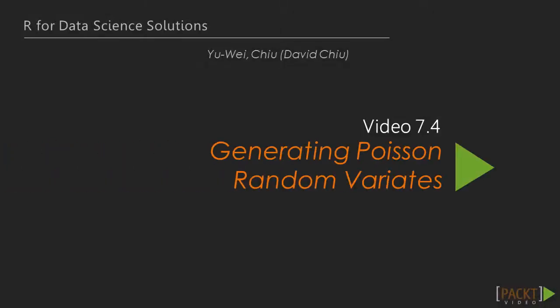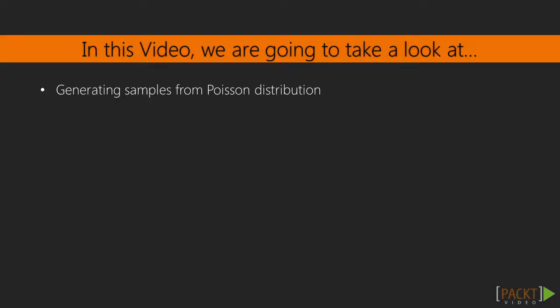This is the fourth video of the section, generating Poisson random variates. In the previous video, we generated binomial random variates. Now let's learn about the Poisson distribution. In this video, we demonstrate how to generate samples from the Poisson distribution. You need to prepare your environment with R installed.